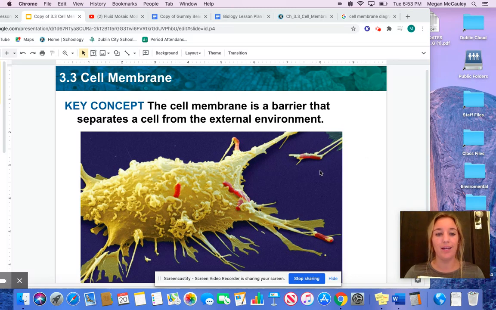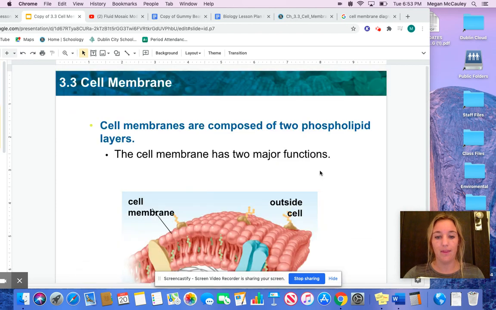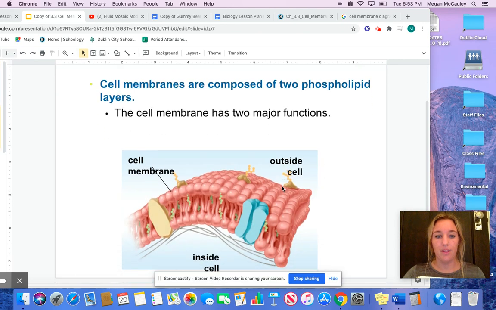So the cell membrane. Key concept, the cell membrane is a barrier that separates a cell from the external environment. The cell membranes are composed of two phospholipid layers. So we call this a bilayer. So you can see here, we have our phospholipid head, our fatty acid chain, which is our tail, and then we also have another phospholipid head and a tail facing each other. So on the Jamboard activity, you need to make sure you watch that and correct yours if it's incorrect. And I explain this model.